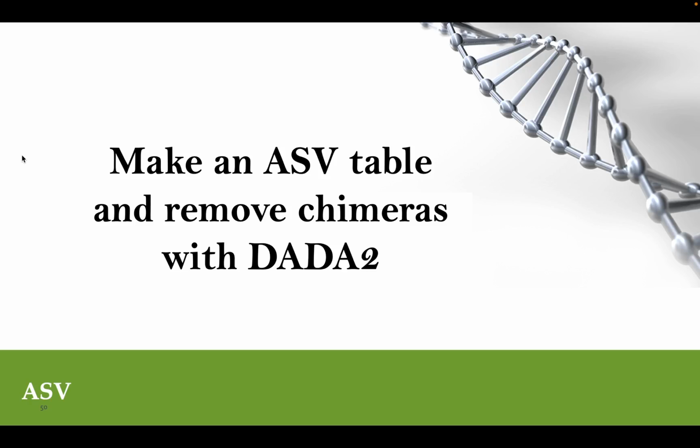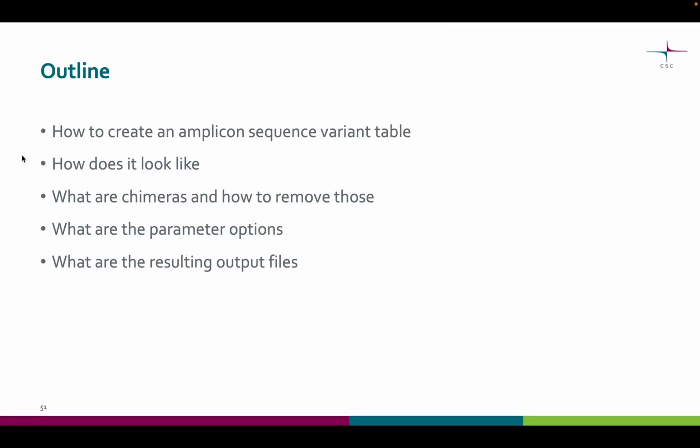In this video, we will go through how to make an ASV table and remove chimeras in Chipster using the DADA2 package. After this video, you will know how to create an ASV table and what it looks like, what chimeras are and how you can remove those, and then finally we will go through the parameter options and the resulting output files and how they look like.